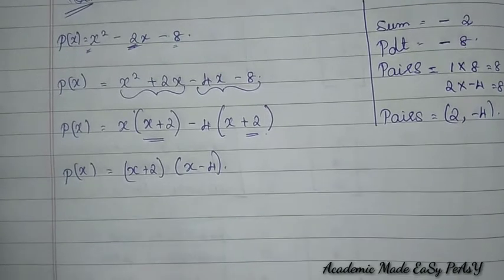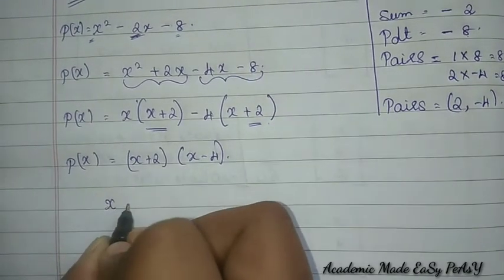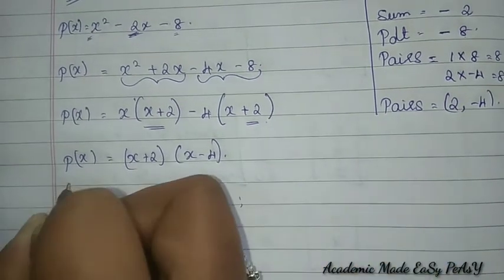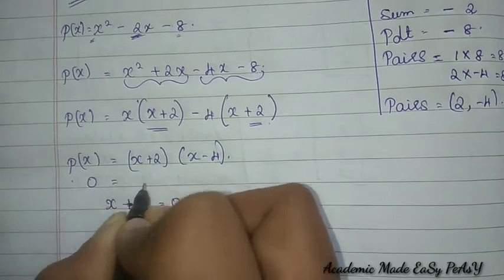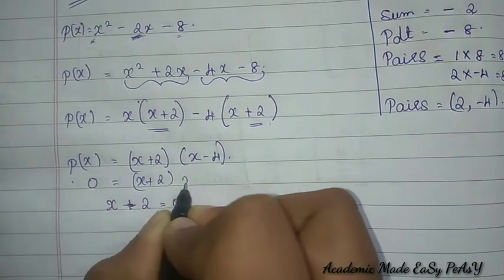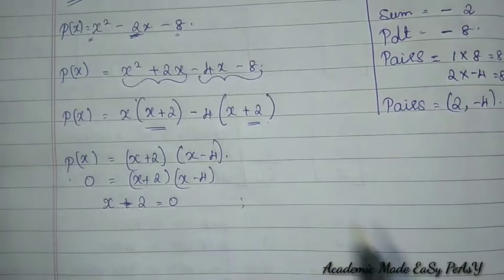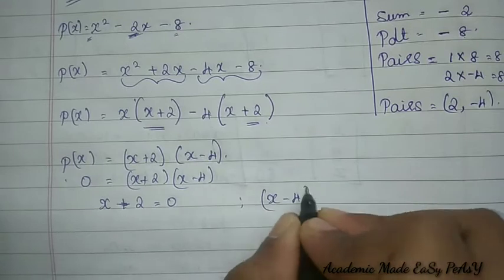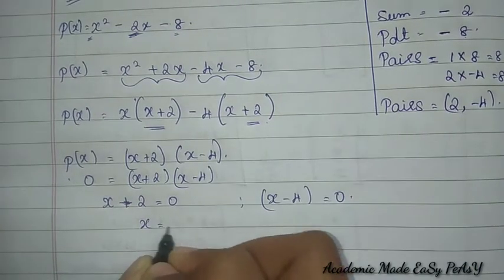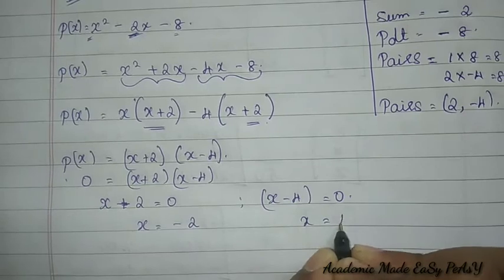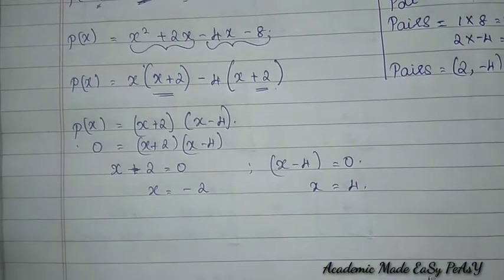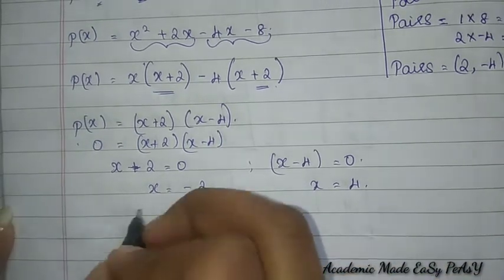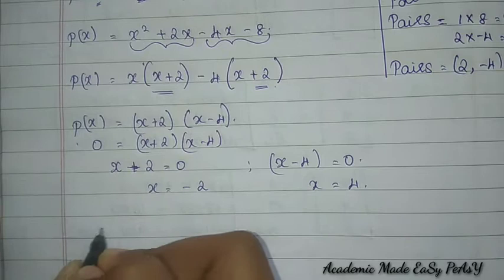Now we have got this, and to find the zeros of the polynomial, let p of x be equal to 0. So x plus 2 into x minus 4 is equal to 0. Equating each factor to 0, x plus 2 is equal to 0 and x minus 4 is equal to 0. So x is equal to minus 2 and x is equal to 4. Therefore, the zeros of the polynomial are minus 2 and 4. So let this be alpha.